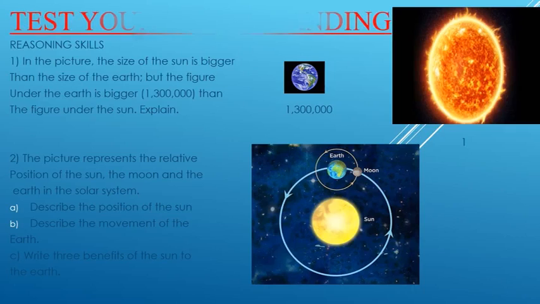And then the second image represents the relative position of the sun. You can see the sun, the moon, and then the earth in the solar system. First question says describe the position of the sun. B says describe the movement of the earth. And then C says write 3 benefits of the sun to the earth. I wish you all the best. Take your time and explain these things very well. Don't write plenty. Just go straight to the point and explain your answer.